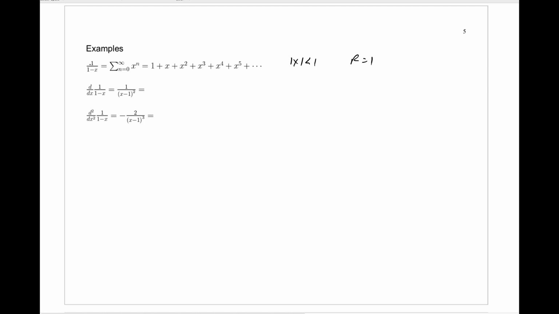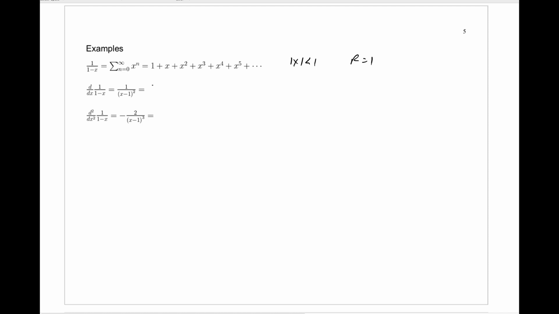What's the derivative of this function? Well, just by calculus, we know the derivative of 1 over 1 minus x is, by the chain rule, minus 1 over this quantity squared times the derivative, which is another minus 1, and the two minus 1's cancel, so we get exactly 1 over x minus 1 quantity squared. What's the power series for 1 over the quantity x minus 1 squared? Well, it's exactly what you get when you differentiate term by term.